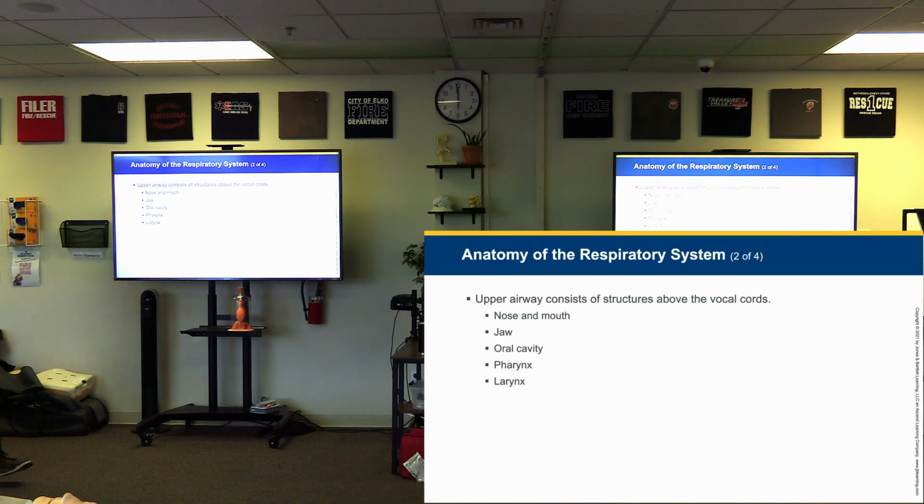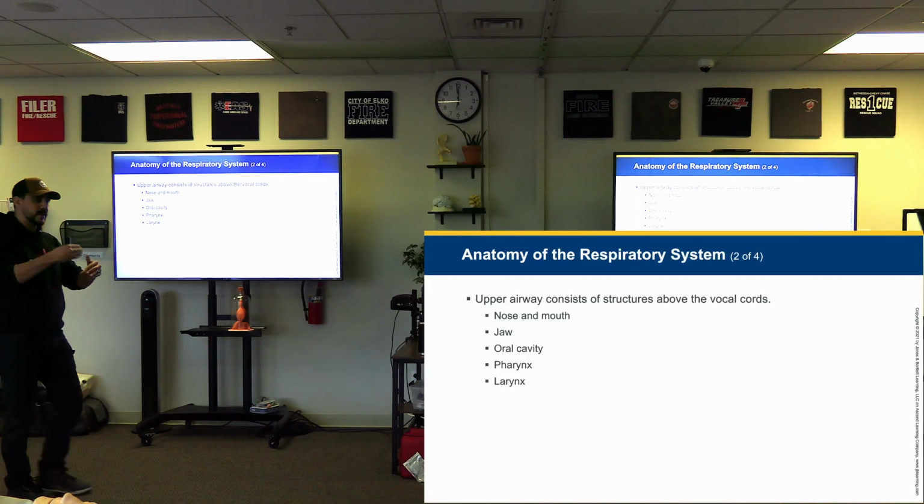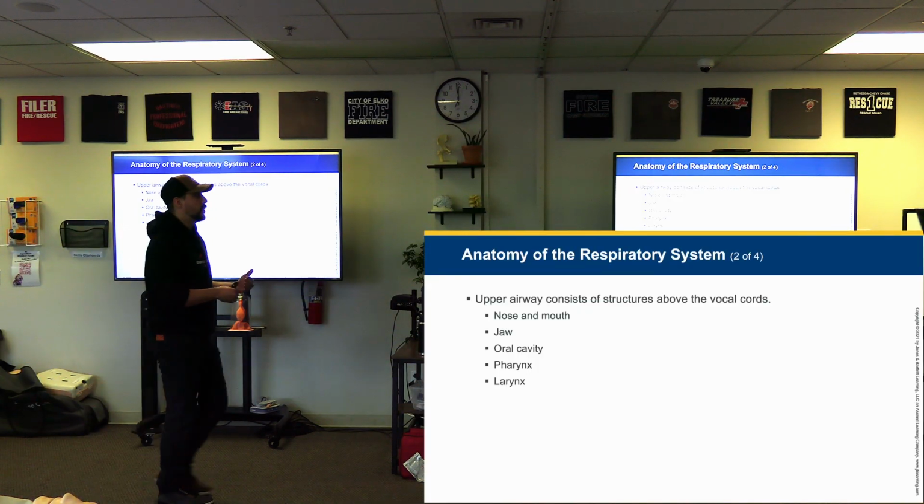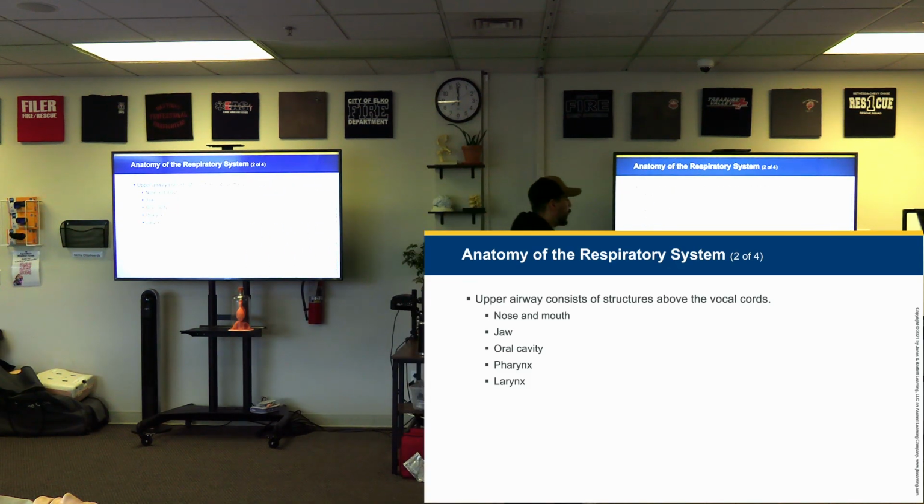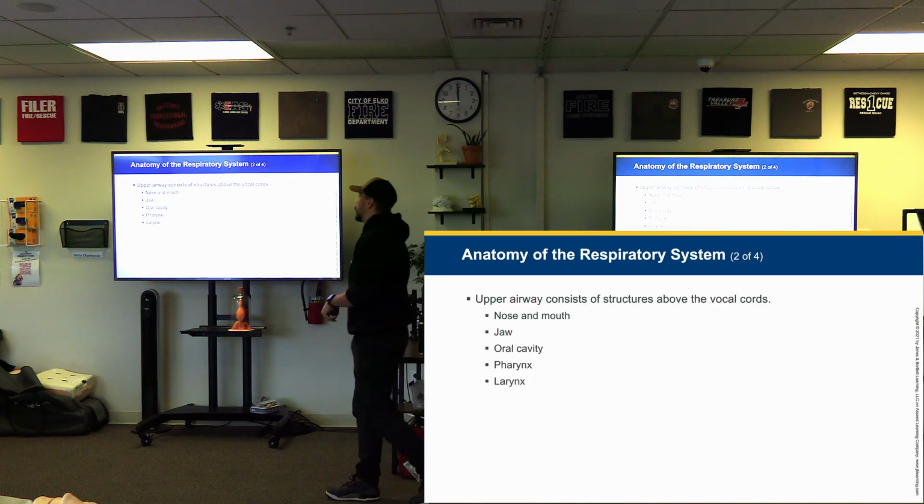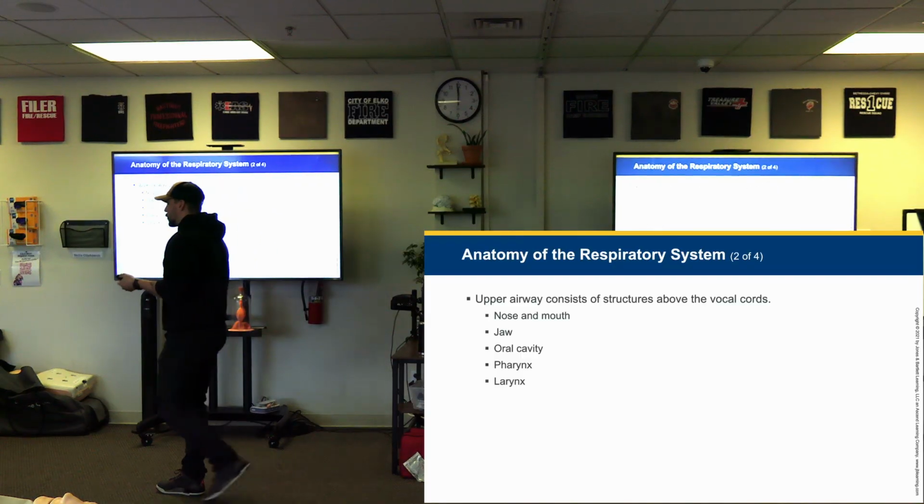Now, when it comes to the airway, or the respiratory system, we can break that airway down into two different parts. There's an upper and a lower airway. Okay, the upper airway consists of all the structures that lie above the vocal cords. So think your face, right? Your head. Think about where air gets into your body. So your nose and mouth, your jaw, your oral cavity, right? Around the mouth or inside the mouth. Your pharynx, your larynx, all of those are going to be considered upper airway structures, and we'll talk about those more.